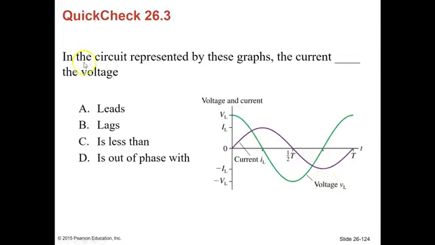So let's do a little quick check here. It says, in the circuit represented by the graphs, the current does what? And it does lag the voltage. So the current lags the voltage.